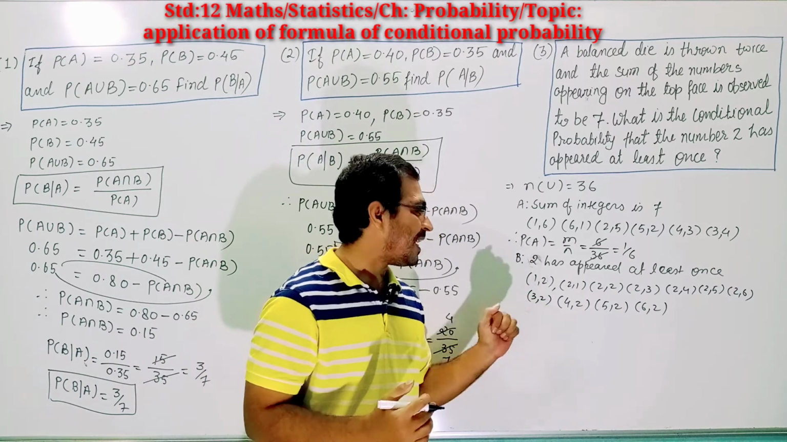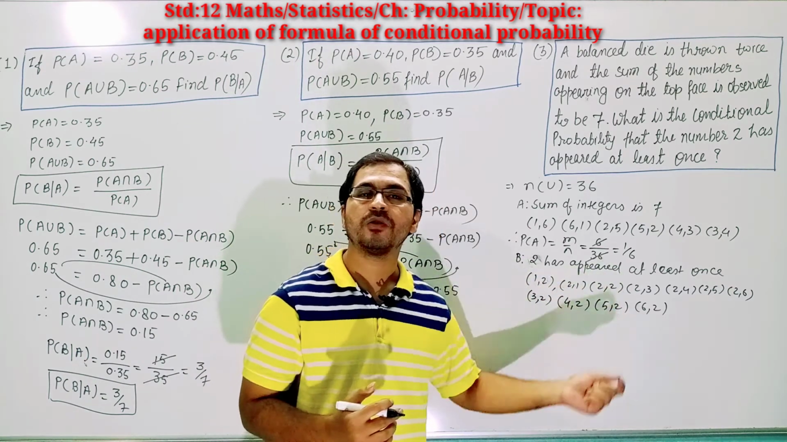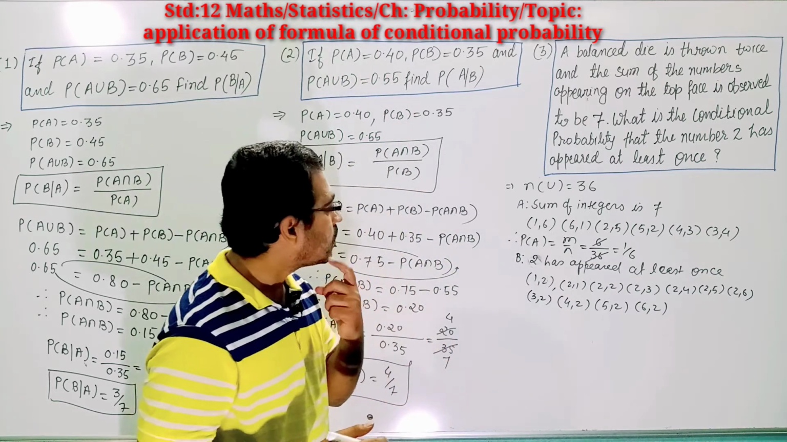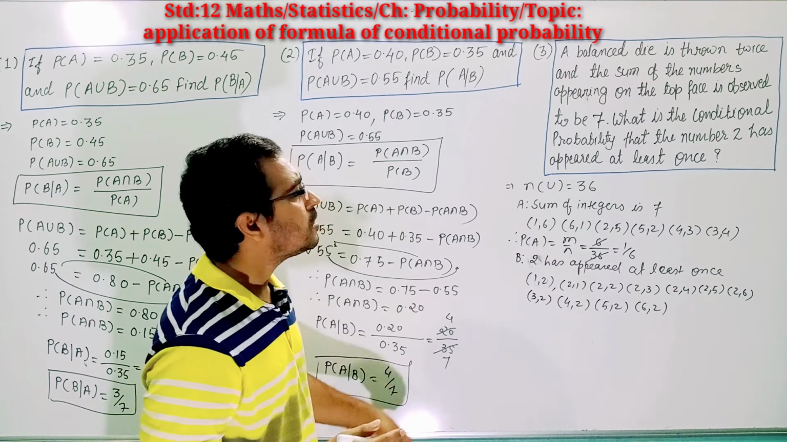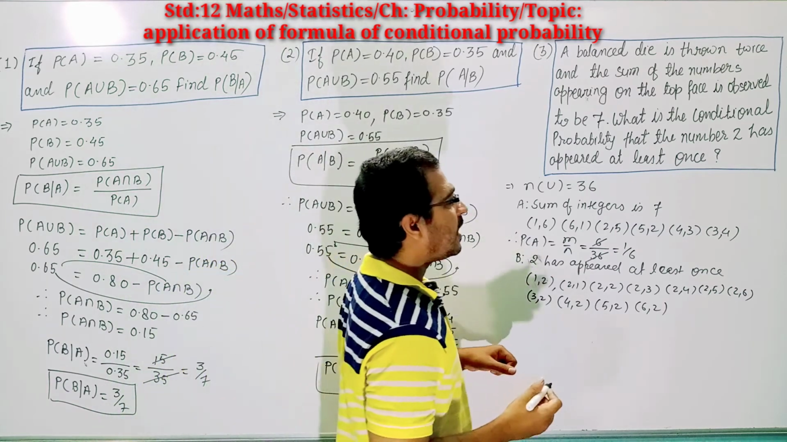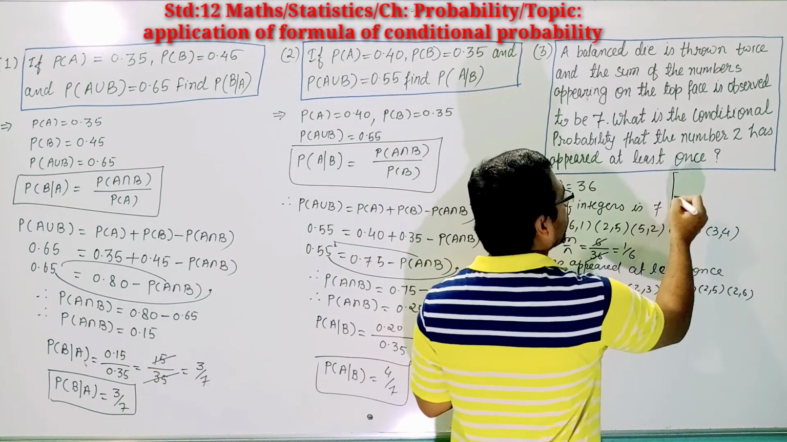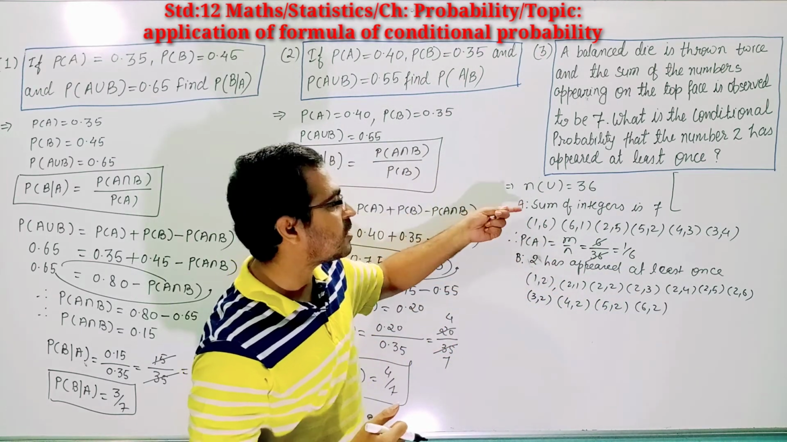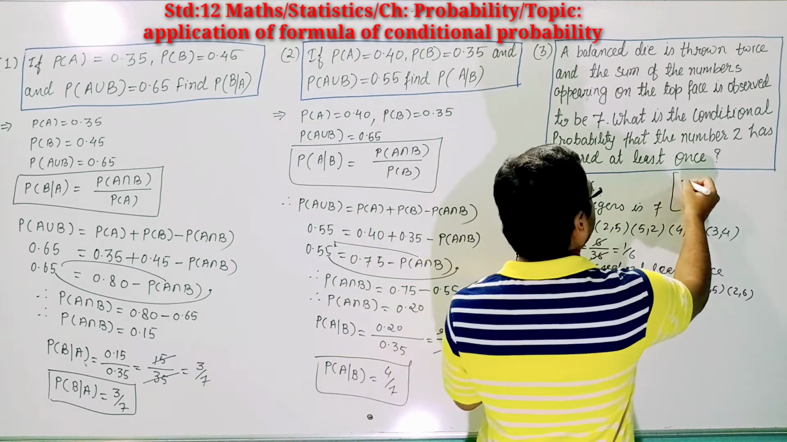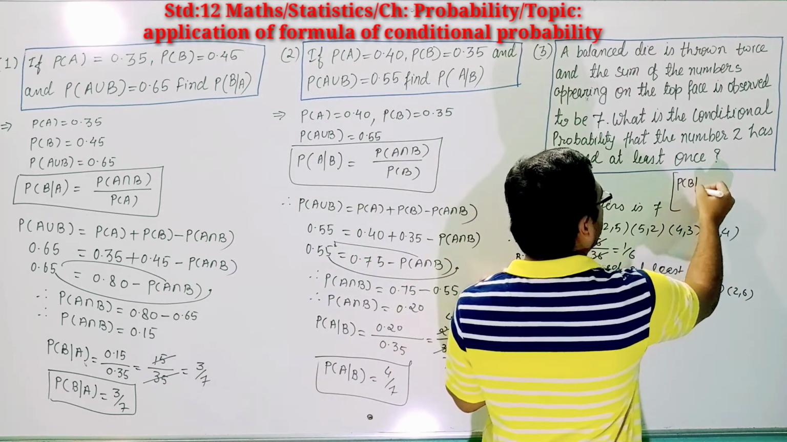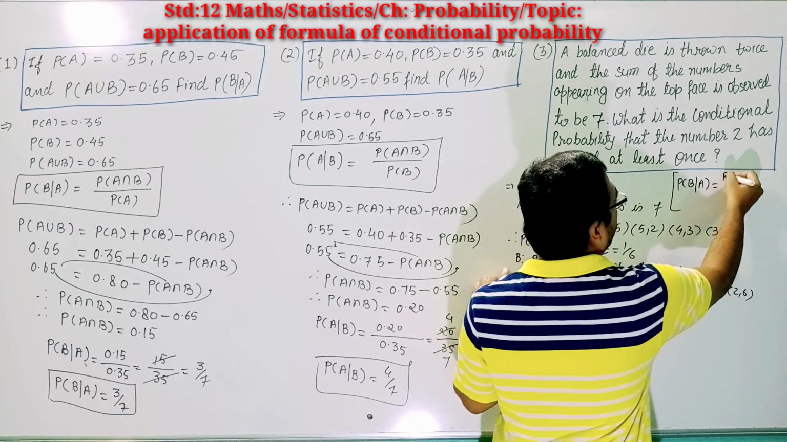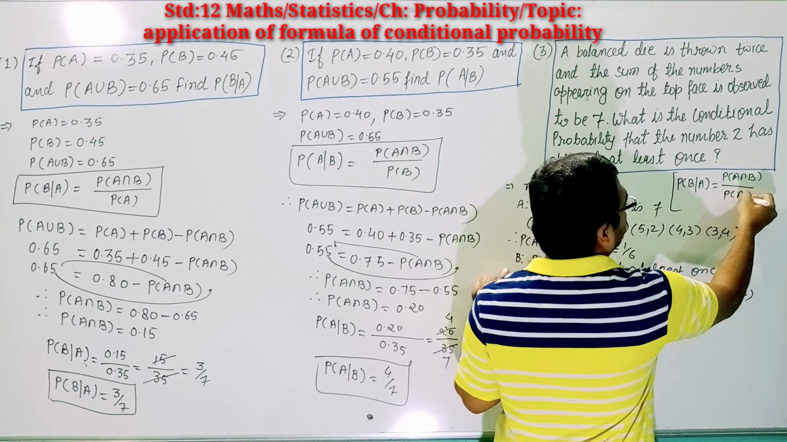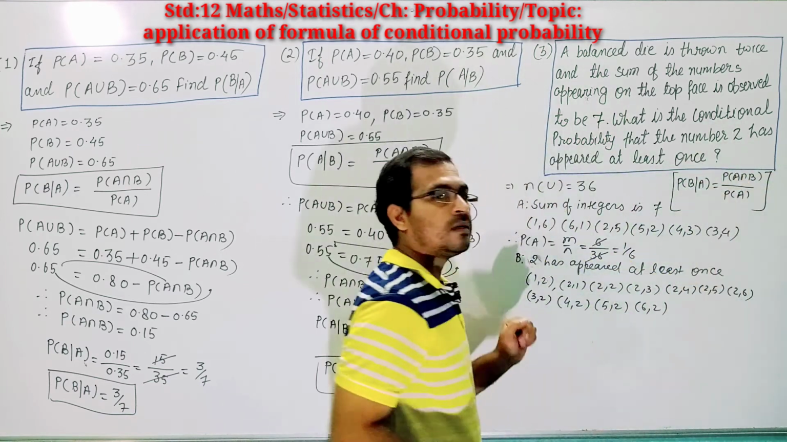From there we can say that one face of the die is at least 2. So we want to find the conditional probability. As per the definition of conditional probability, we want to find the conditional probability of B with respect to A. So the probability of B given A is the probability of A intersection B divided by P of A. Okay students, understood?